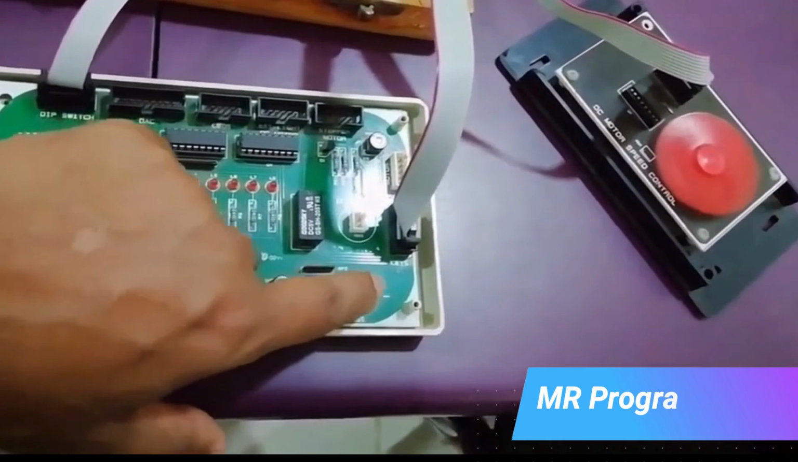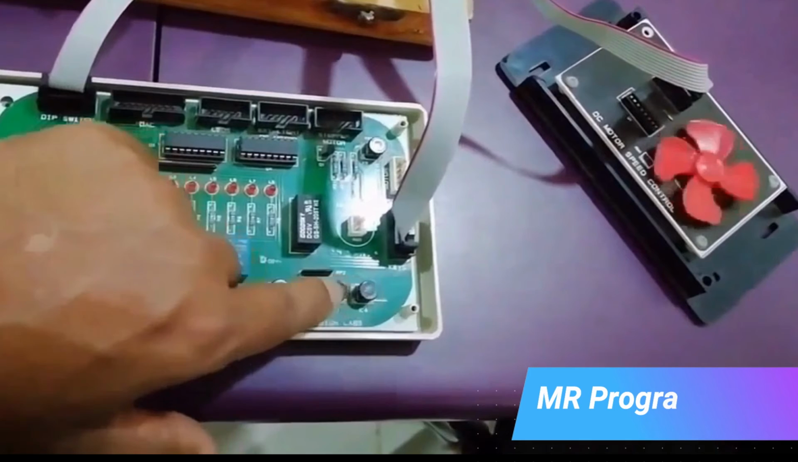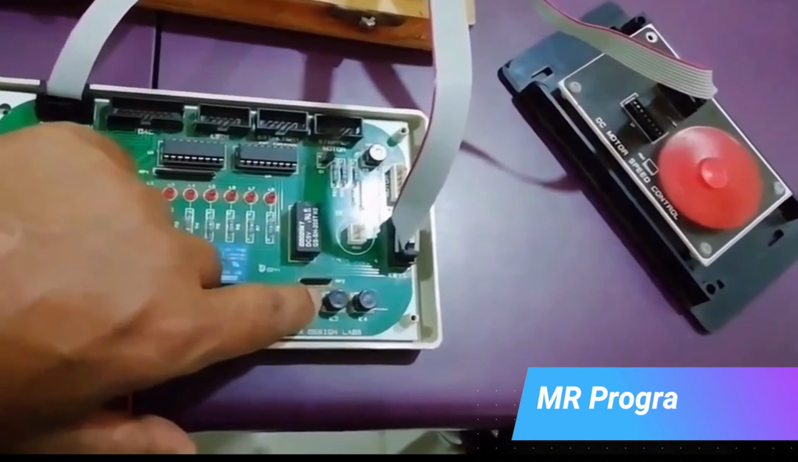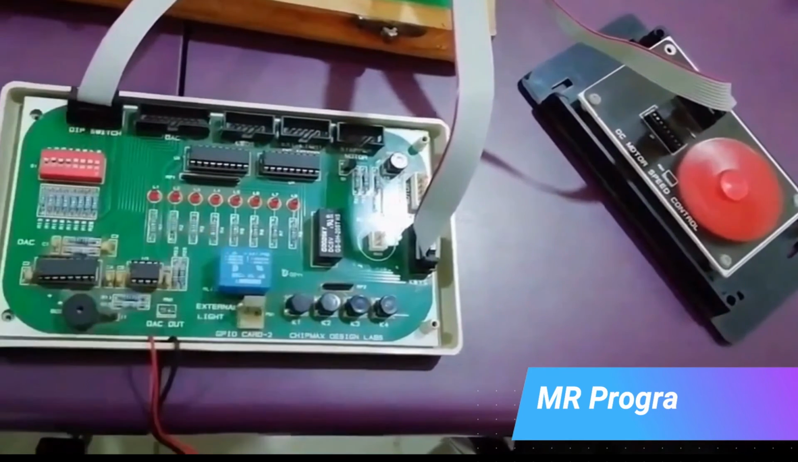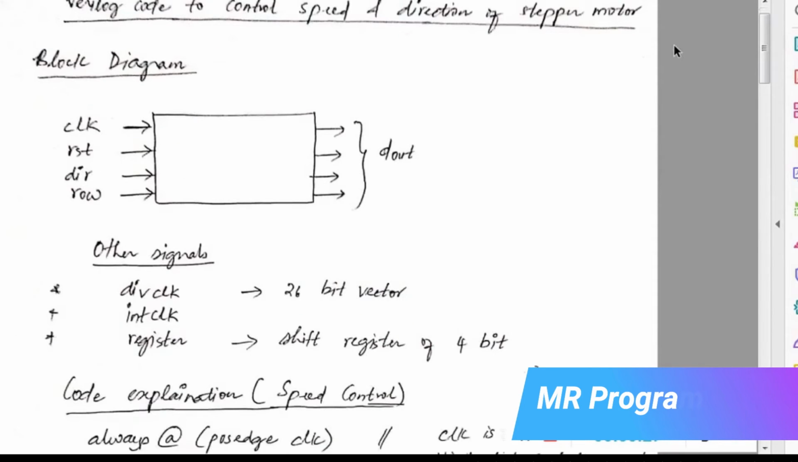We have written the code, we have dumped it into the kit, and once we have the confirmation on the software, as I showed you, we have programs for the speed control and direction of your stepper motor. The procedure remains the same, just like how we discussed for the DC motor. So we will go ahead and try to understand the concept involved with the stepper motor.